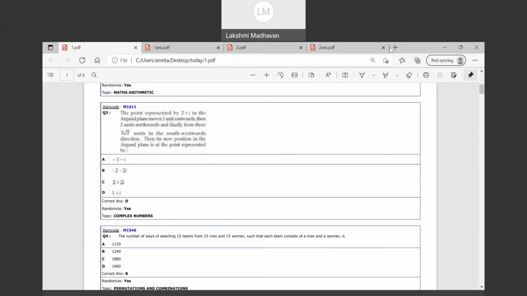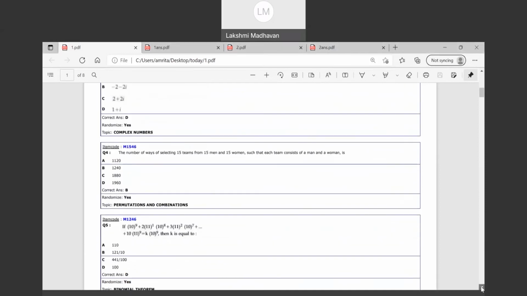If you have anything to ask, you can just type in the chat box. I'm looking at the chat box and I hope the first 3 questions are cleared and I can move to the next question. If there is anything, do type in the chat box, then only I'll be able to understand it. Or if you want to ask questions, maybe at the end of the session, you can do that also.